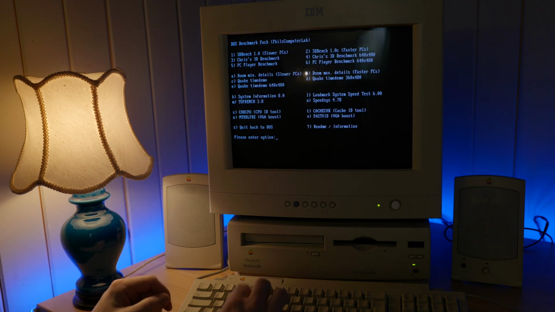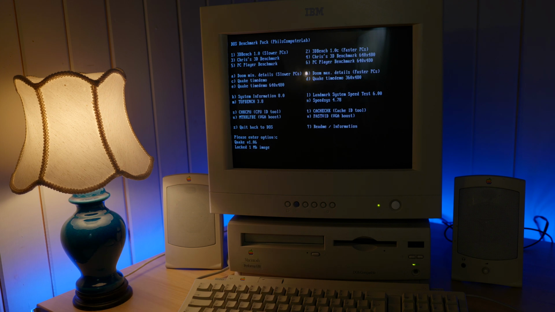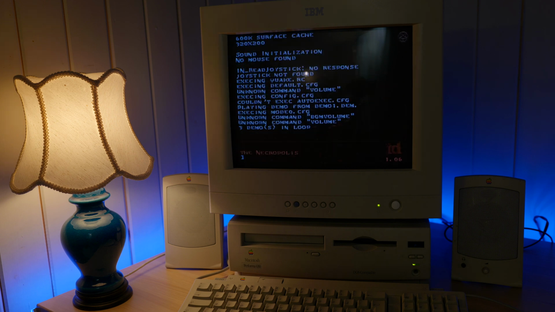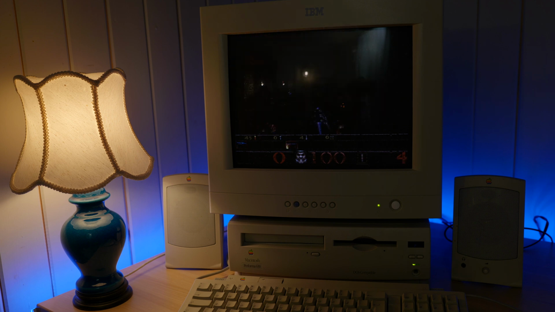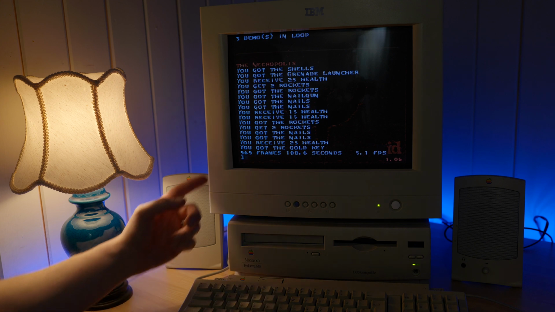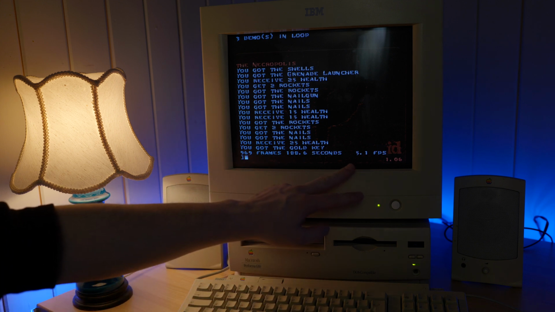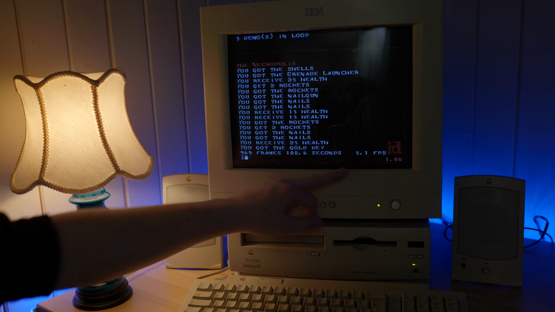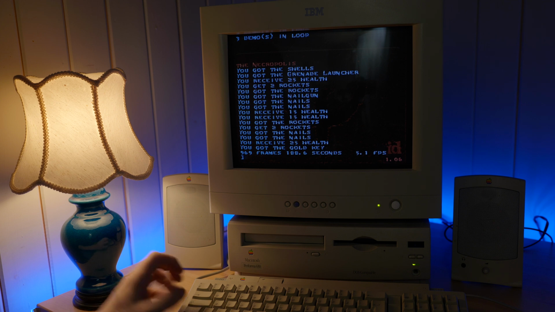Let's do the Quake time demo as well. I expect the biggest difference to be in Quake because Quake uses the FPU, which is supposedly a lot better in the Intel CPUs than it is in the Cyrix ones. Okay, so we got the score from Quake here at 5.1 frames per second. Blazingly fast. Okay, so that's the baseline.